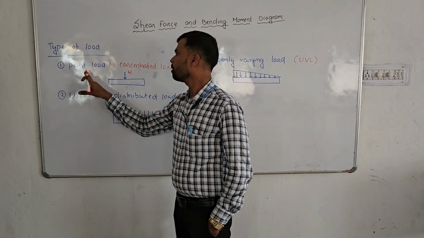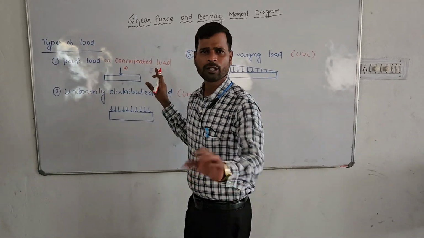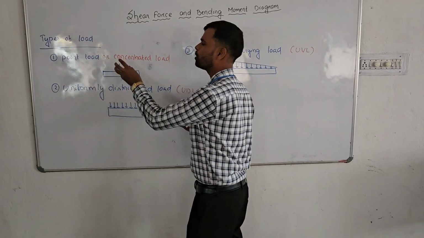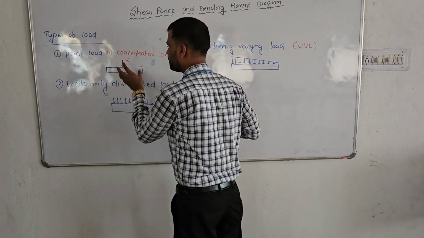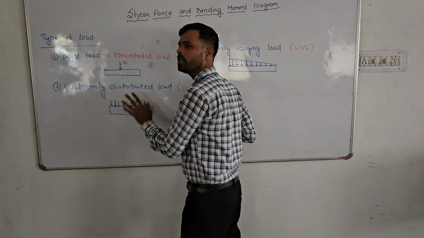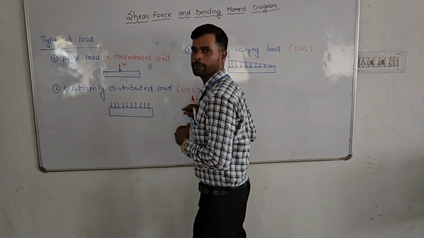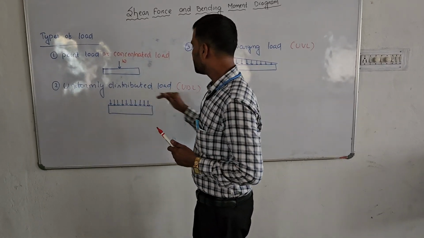This type of load is called a point load or concentrated load. The calculation of this load is very simple. Whatever amount of load is acting, that much amount of load we will take into consideration. That means here W amount of load is acting at this point, so we will consider W amount of load at this point.